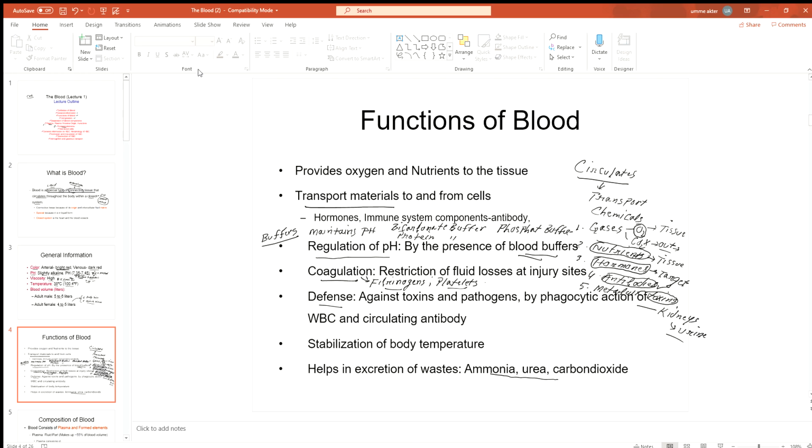Defense. Two components of your blood provide protection or immunity or defense to your body. One is called globulins, one type of plasma protein, and a type of blood cells called the white blood cells. So these two components provide immunity or defense. They fight or kill the microorganisms or antigens.